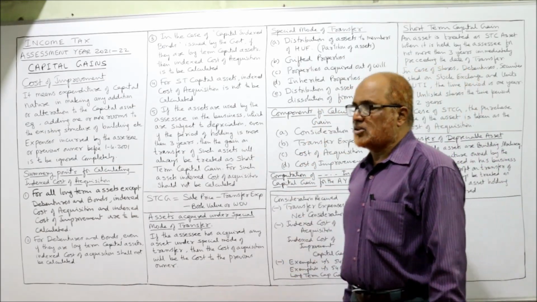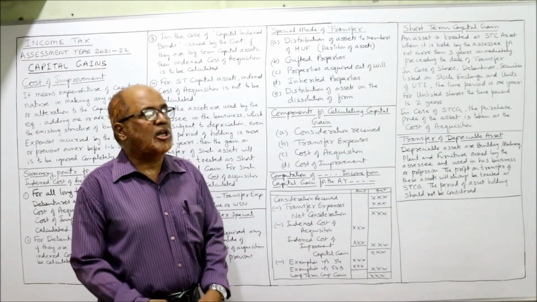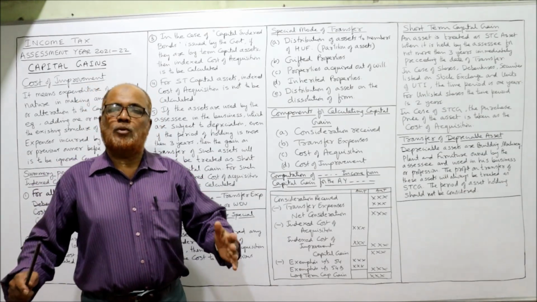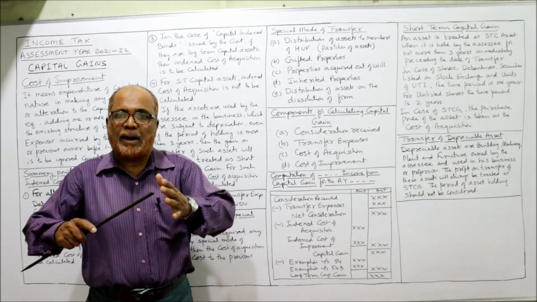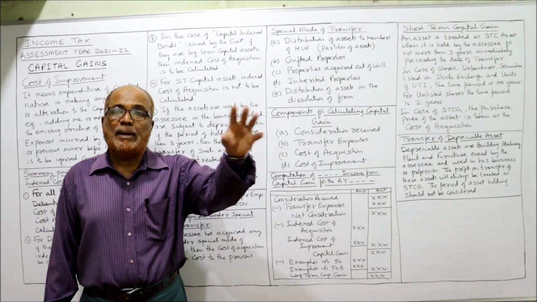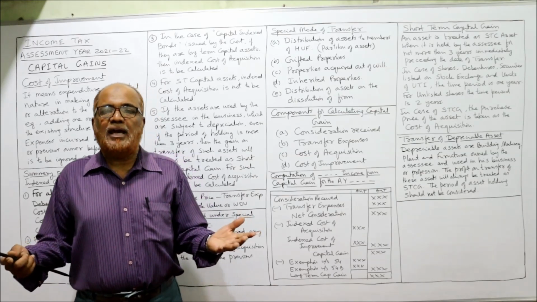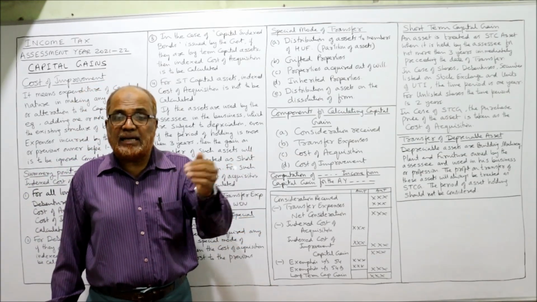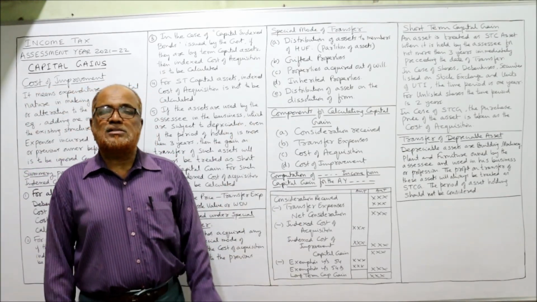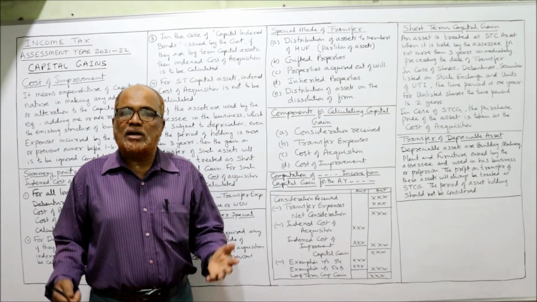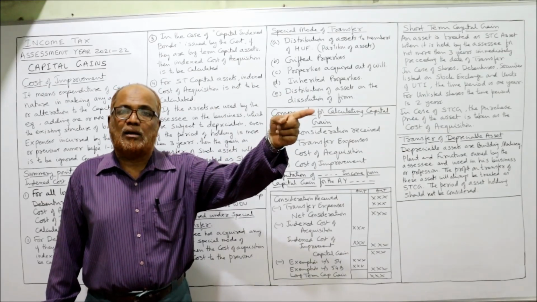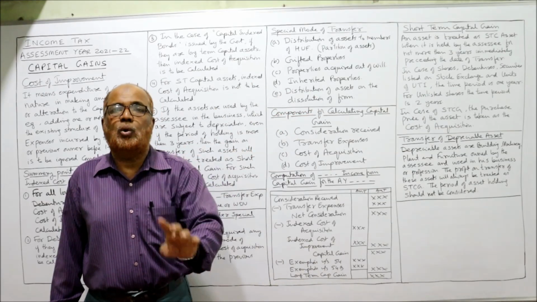Now, special mode of transfer. When a transfer is said to be special mode, first, distribution of assets to members of HUF on partition. Suppose a Hindu undivided family was partitioned, was dissolved. The assets are distributed to the members of HUF. So without paying anything, the members of HUF are getting the share of assets. Special mode. Secondly, gifted properties. Any property which is gifted, no consideration. In that case, whatever is the cost of acquisition to the donor is the cost of acquisition to the donee.